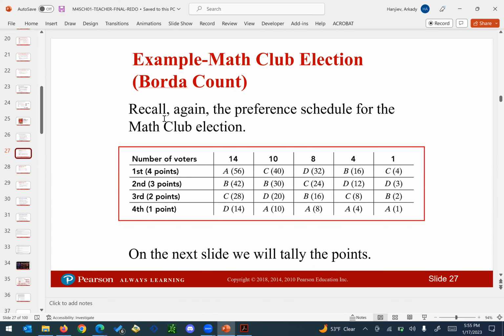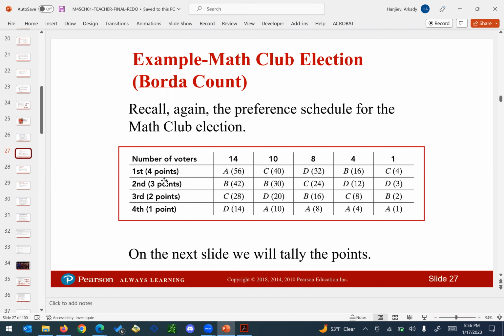Now we get into a little bit of math here. We're going to reuse our elections here just so we don't have to look at new numbers. So remember the math club. The math club tallies were 14 gave it to Alicia, 10 gave it to Carmen, 8 gave it to Dave, 4 gave it to Boris, and another one gave it to Carmen. So let's go with it here.